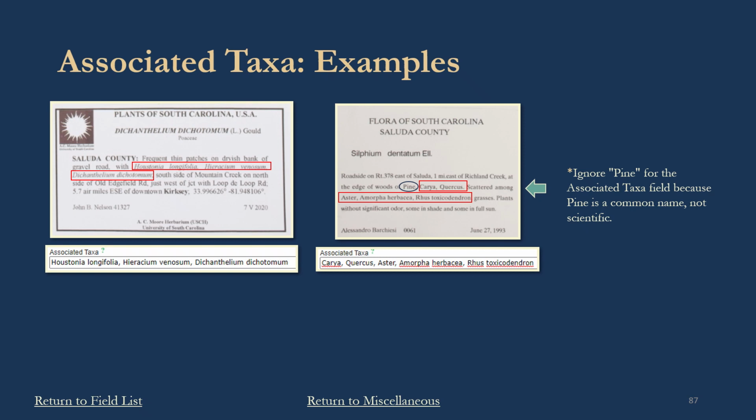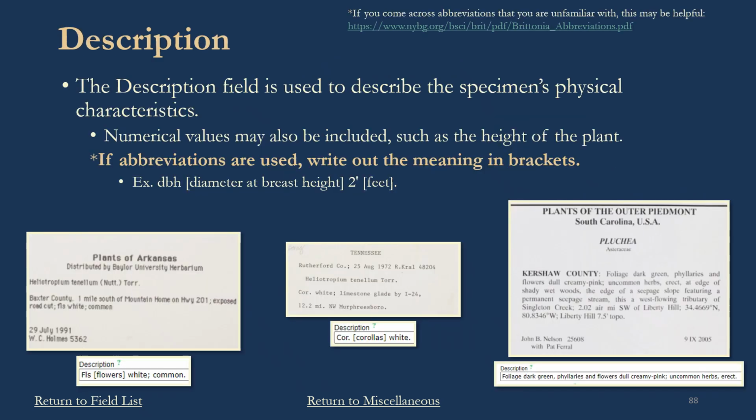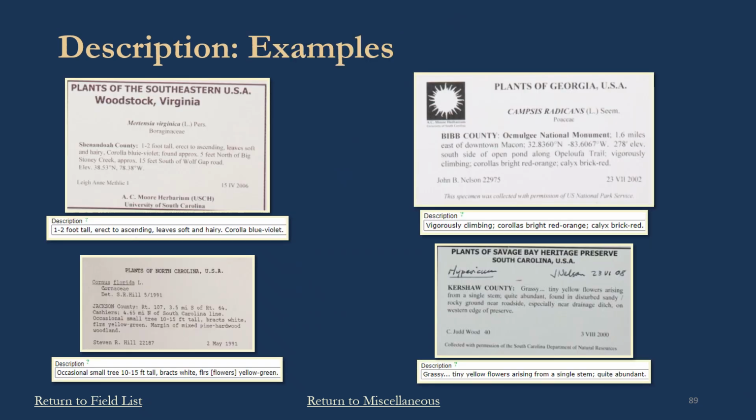Here are two examples of associated taxa inclusions on two different specimen labels. Notice that in the second example, it also includes the common name pine, but we don't enter this into the associated taxa field. The description field is used to describe the specimen's physical characteristics. This may also include numerical values such as the height of the plant. If abbreviations are used, write out the meaning in brackets. Here are a few more description examples and how they are entered into the description field.